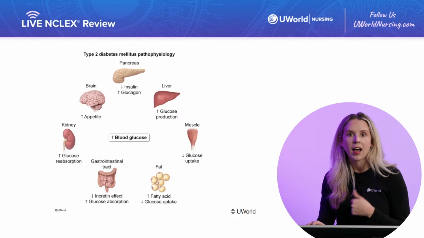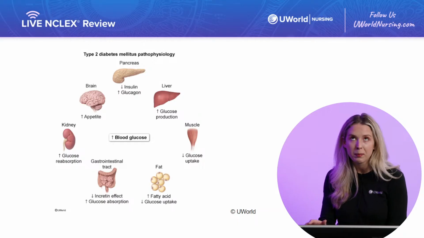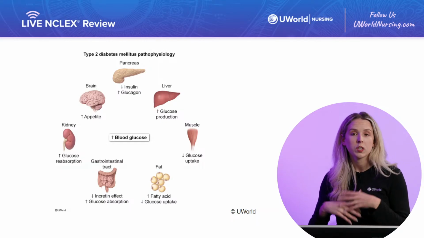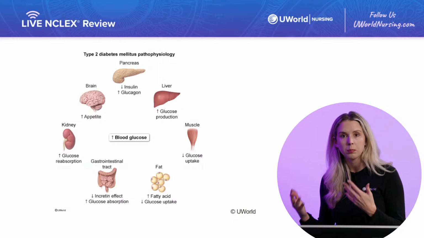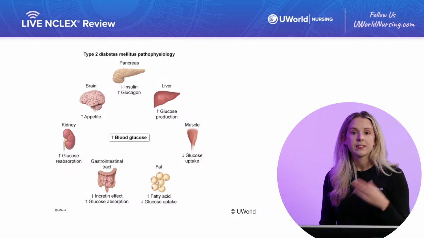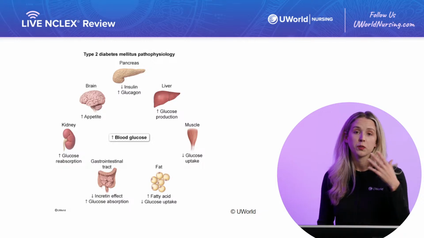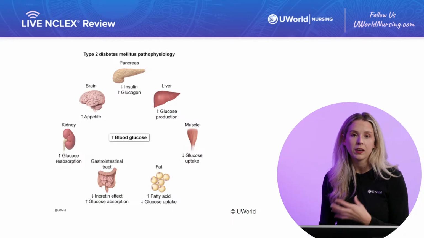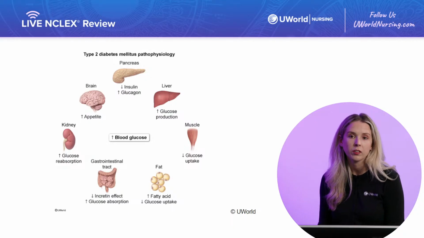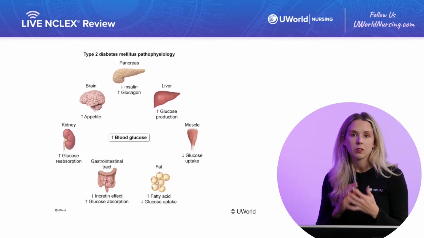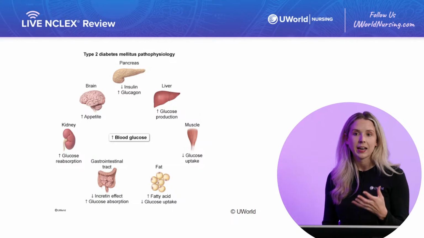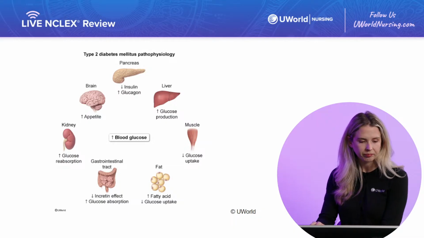Our second part of that abnormal metabolism is the liver. The liver is typically tasked with responding to the amount of glucose in the blood in a healthy person. It signals to the liver whether it needs to produce more or less glucose. But in type 2 diabetes mellitus, we see impaired functioning of the liver, which usually leads to producing too much glucose, just another factor that contributes to that state of hyperglycemia.